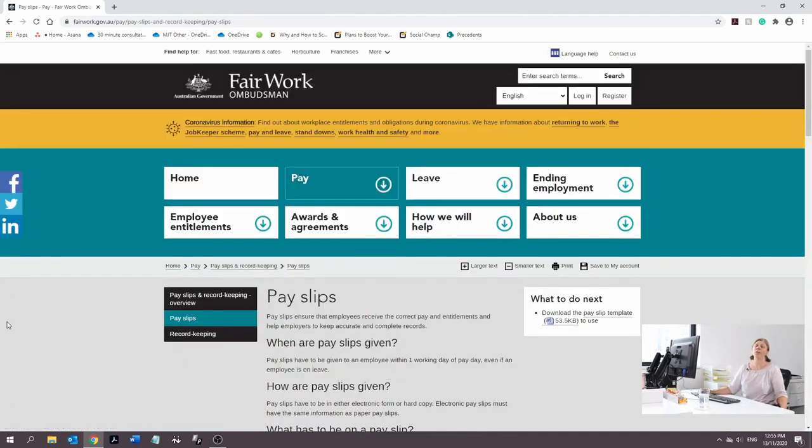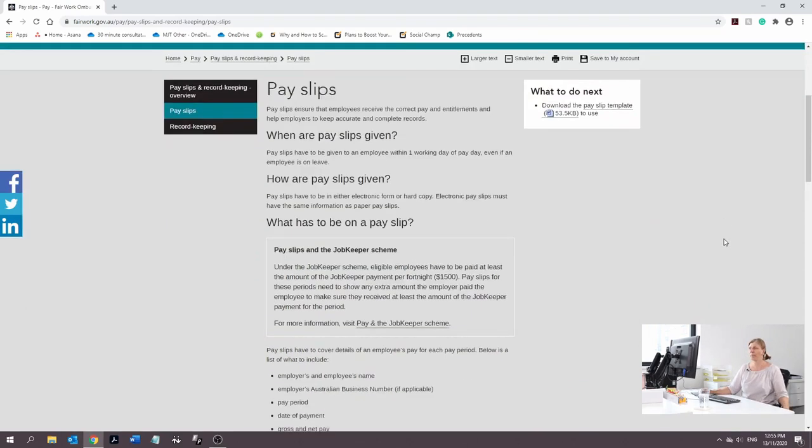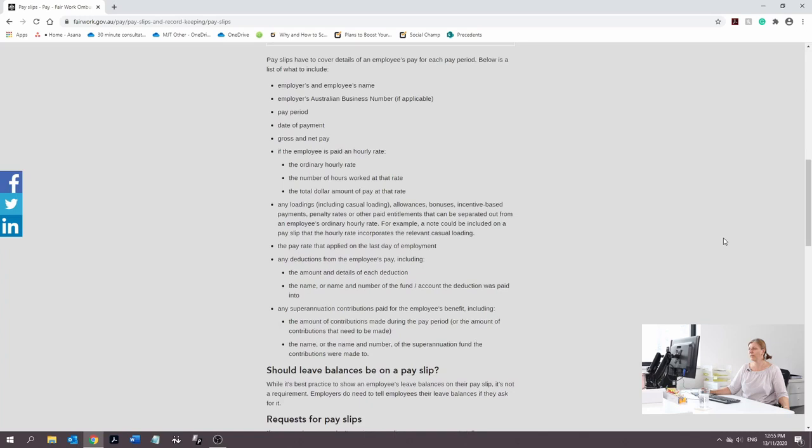Okay, so there's an awful lot of stuff going around about what should and shouldn't be on payslips. So the Fair Work Ombudsman has given us some guidance here, and we're just going to have a look at that. Payslips should cover the details of the employee's pay for each pay period. It's also a breach of the Fair Work Act to not receive a payslip.